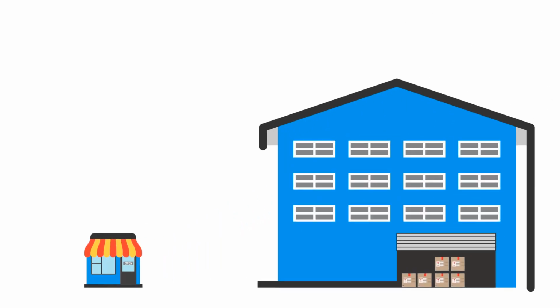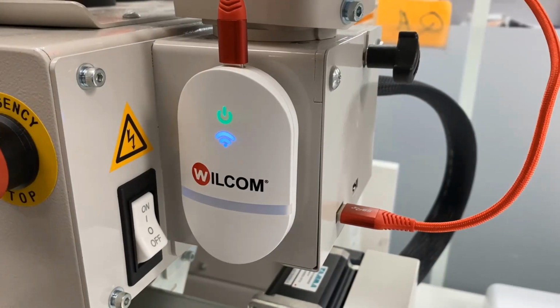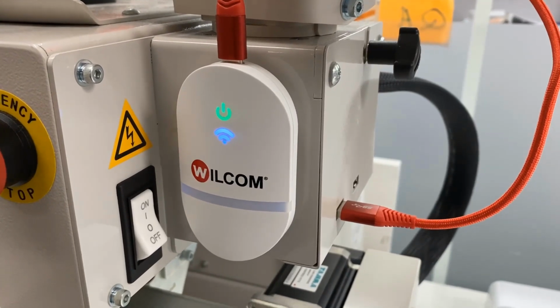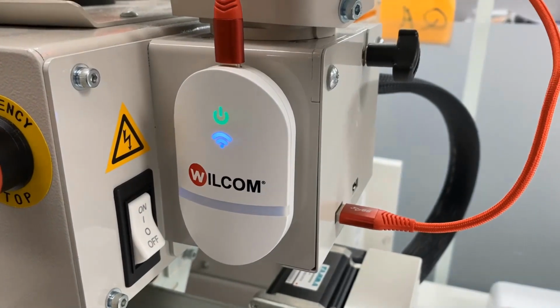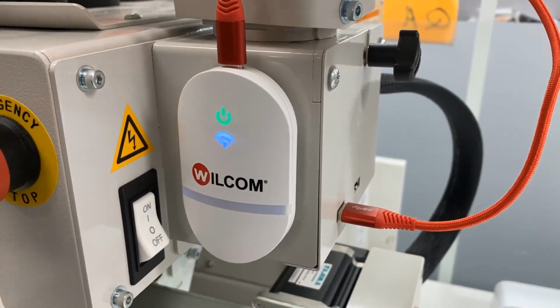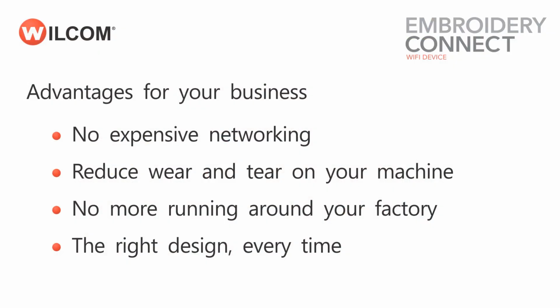Now, we've built Embroidery Connect to support all business types, whether you're a small business with one machine or a large factory with hundreds of machines. Embroidery Connect is a modern, sleek device and is small enough to fit almost anywhere on your embroidery machine. The advantages of Embroidery Connect for your business are clear. First of all, there's no expensive networking. No cabling, no wiring, it's all done through your standard wireless network.